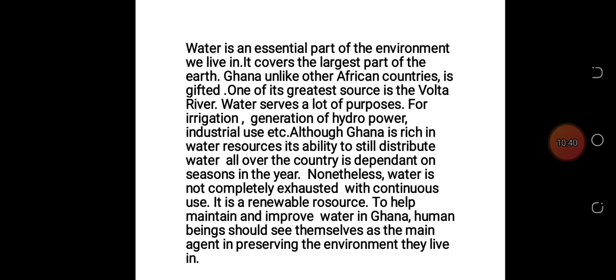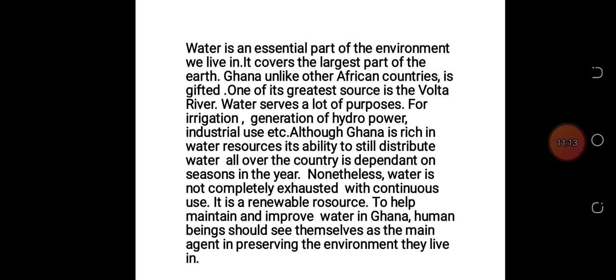Nonetheless, water is not completely exhausted with continuous use. It is a renewable resource. To help maintain and improve water in Ghana, human beings should see themselves as the main agent in preserving the environment we live in. Very good.